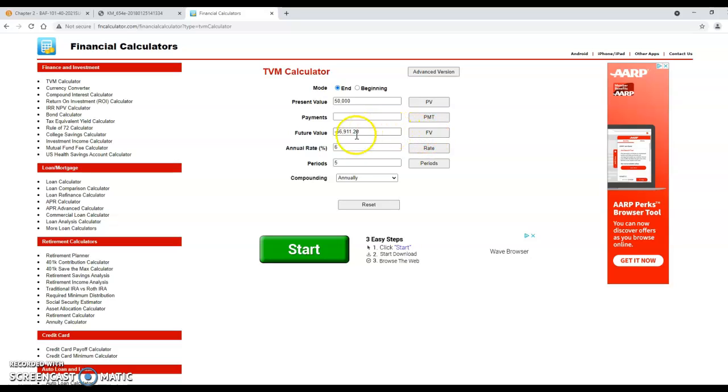Once I have the three things plugged in, I hit the FV button. Now you'll notice that it comes out with a negative sign. You just disregard the negative sign. So the answer is 66,911.